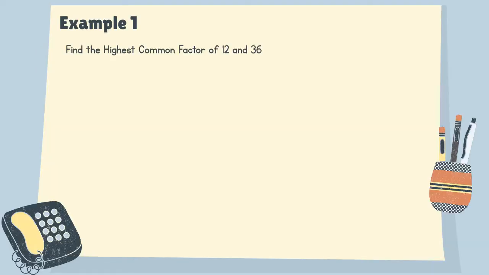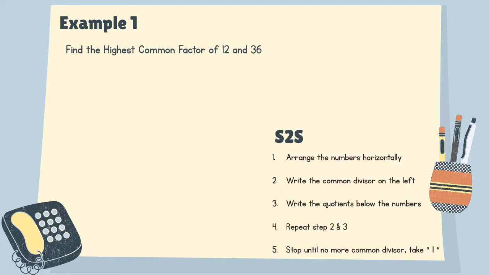Example 1, find the highest common factor of 12 and 36. The steps to success are over here on this side. So step 1 is we are going to arrange the numbers horizontally. So prepare your stairs. Hold on, before that I just need to write down the two given numbers. So that is step 1. Step 2, write the common divisor on the left.